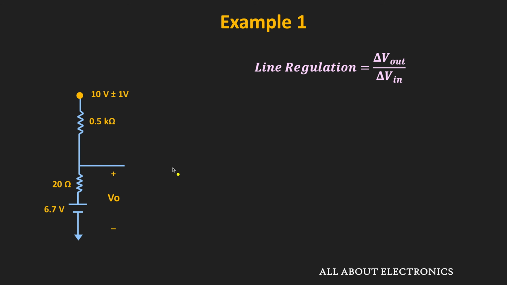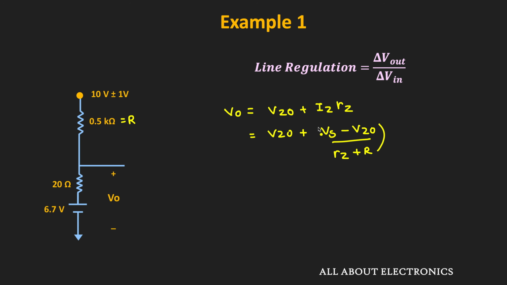So in the no load condition, in general, here the output voltage Vout can be given as this Vz0, that is this voltage, plus Iz times Rz. And here this Iz is equal to Vs minus Vz0 divided by Rz plus R, where this R is equal to 0.5 kilo ohm. So in general we can say that this output voltage is equal to Vz0 plus Iz times Rz.